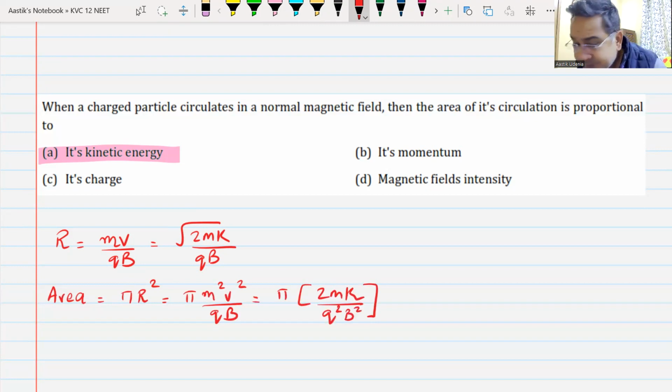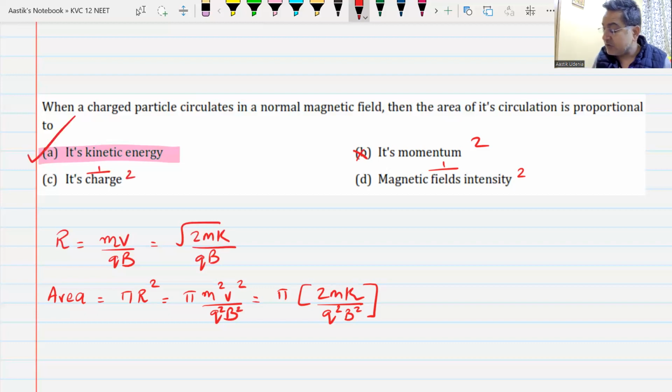Now you can see what this area is proportional to. It is definitely not directly proportional to momentum. It is momentum squared. Magnetic field intensity, it is inversely proportional to 1 by B square. You can see it here. It is definitely not directly proportional to charge. It's inversely proportional to 1 by charge square. The only answer is kinetic energy. So that is how you find this one. I hope all of us understand this.